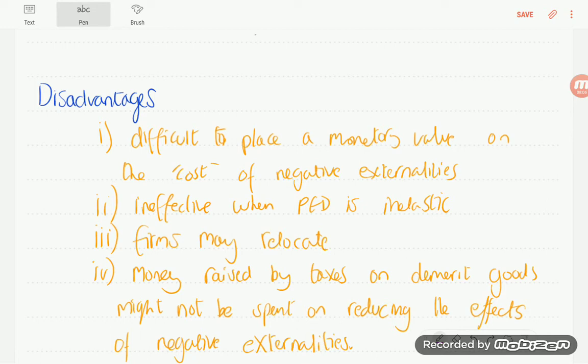Indirect taxes usually increase the cost of production, which reduces a product's international competitiveness. Firms may choose to relocate and sell their goods abroad to avoid the indirect taxation. This would remove their contributions to the economy, such as the payment of tax and provision of employment. Finally, the money raised by taxes on demerit goods might not be spent on reducing the effects of the externalities.